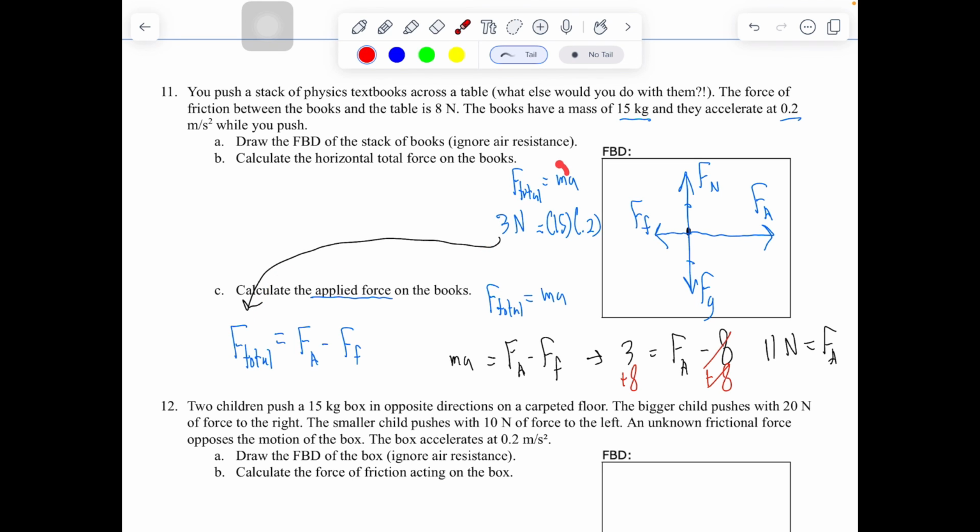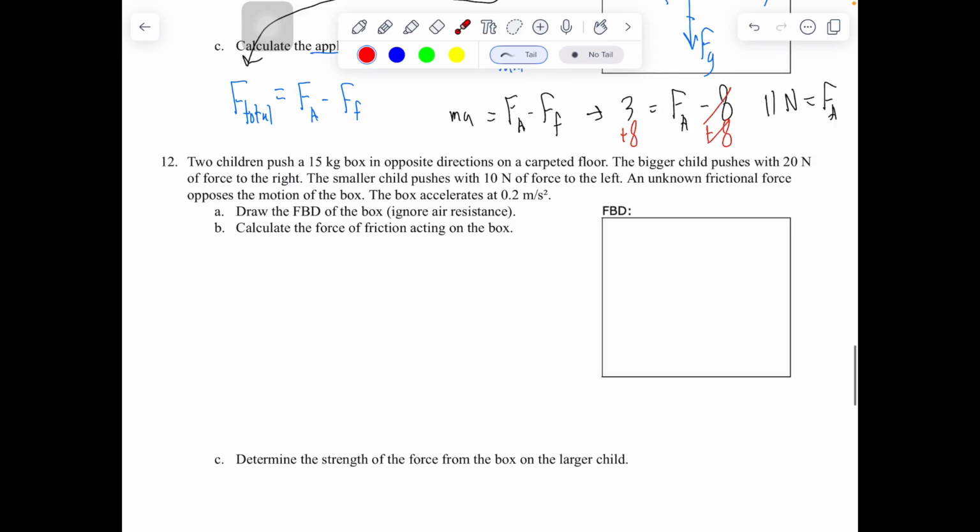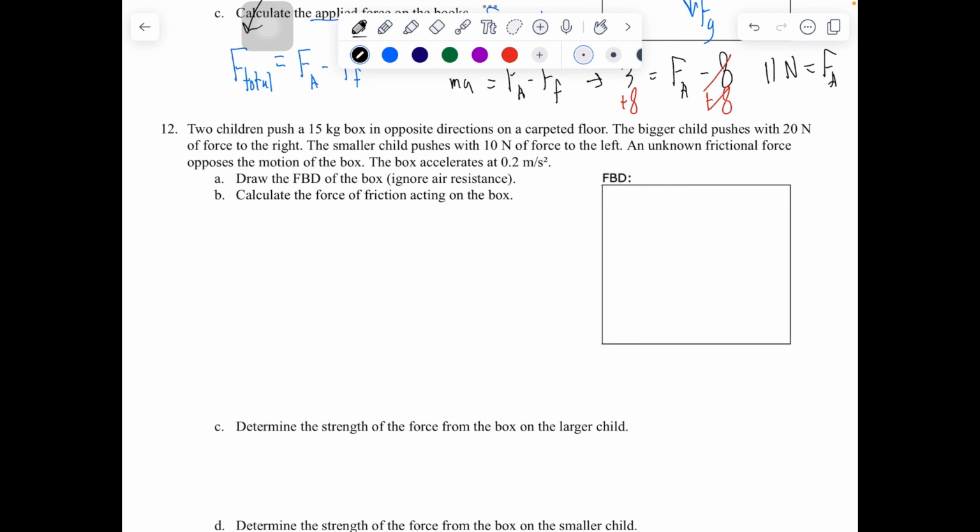So here we found it with mass times acceleration. We plug it in here to find our applied force. Let's see what we have to do in our next example. We're going to start out with our free body diagram. Two children push a 15 kilogram box in opposite directions on a carpeted floor. The bigger child pushes with 20 newtons of force to the right. The smaller child pushes with 10 newtons of force to the left. An unknown frictional force opposes the motion of the box. The box accelerates at 0.2 meters per second squared.